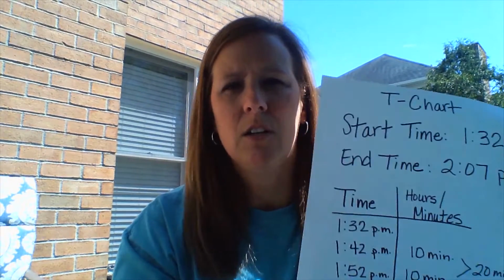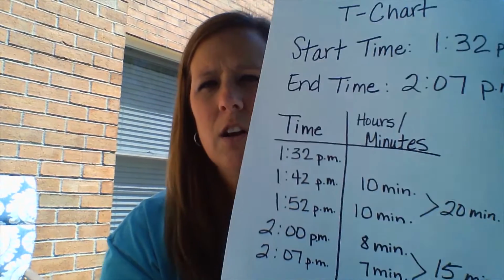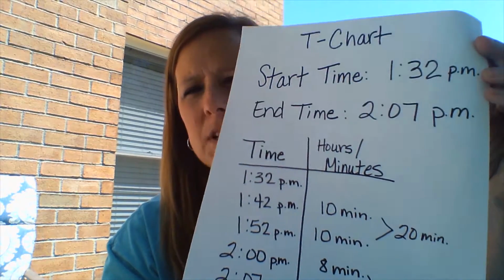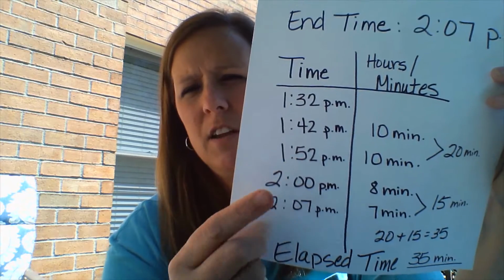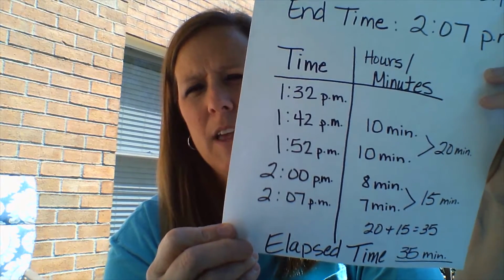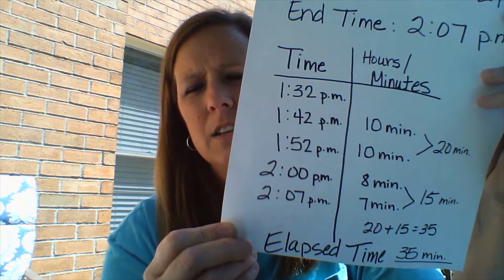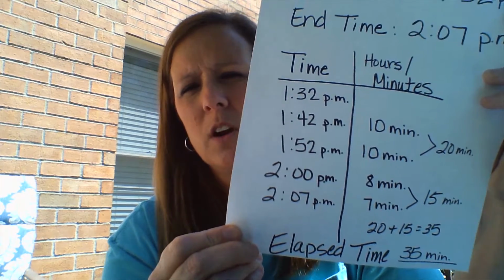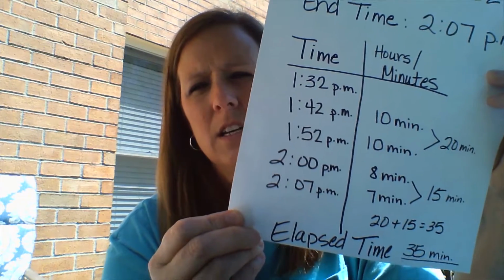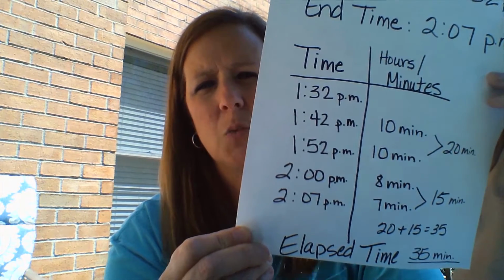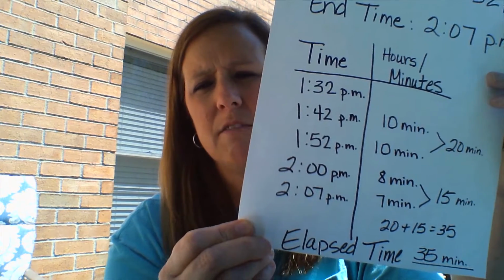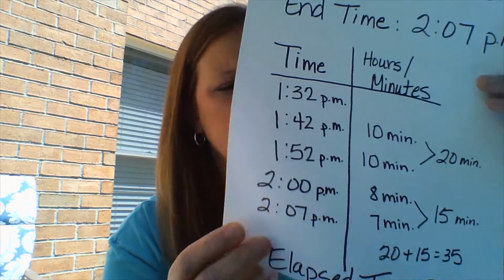One of the ways that you can figure out elapsed time is something called a T-chart. With the T-chart, you have your start time and your stop time. And then you simply draw the T like we have here, and you put the time on the left side. Lots of times when the time is short, we start with 10-minute increments. And so as you can see here, this is one way to figure out that when the time starts at 1:32 and it ends at 2:07, that's 35 minutes of elapsed time.